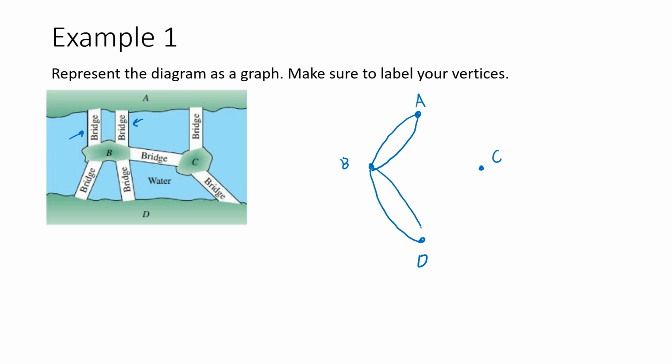B to D has two bridges. There's a bridge from B to C. There's a bridge from A to C. There's a bridge from D to C. So this graph represents that map.